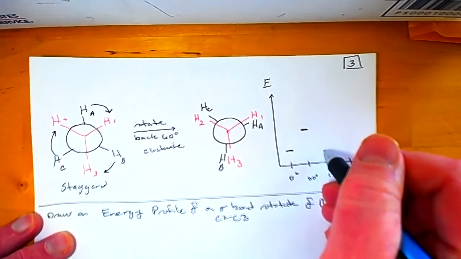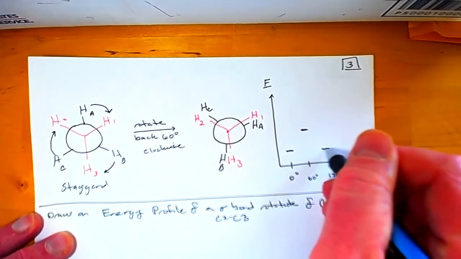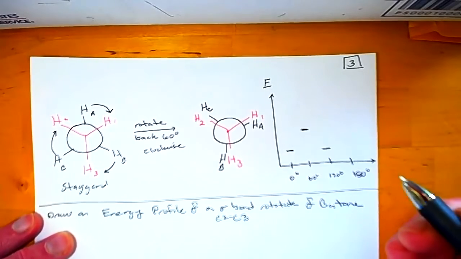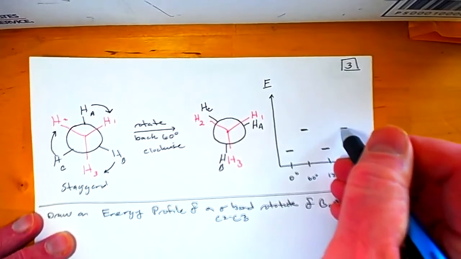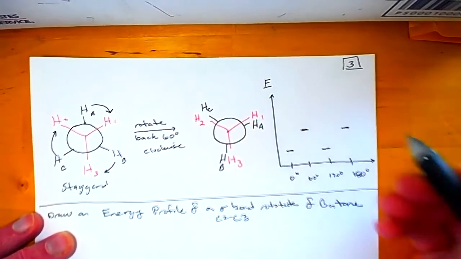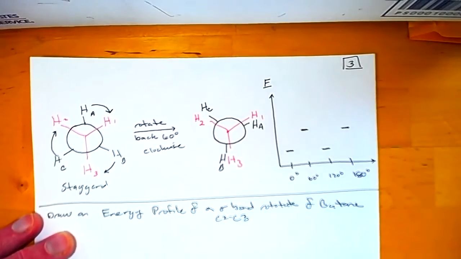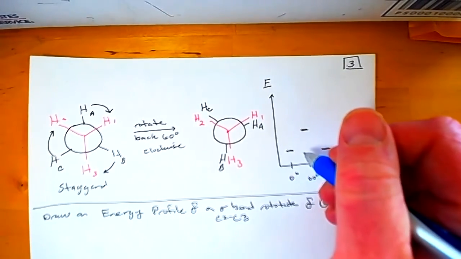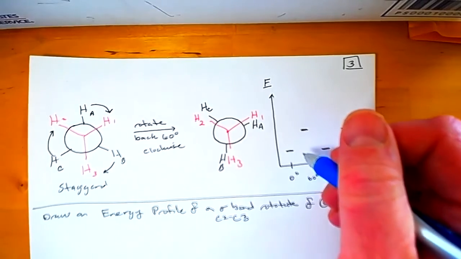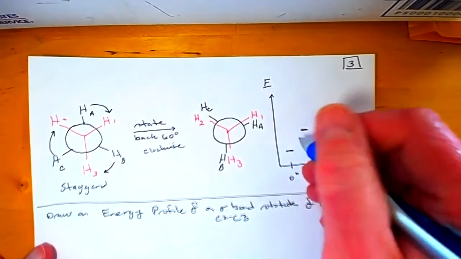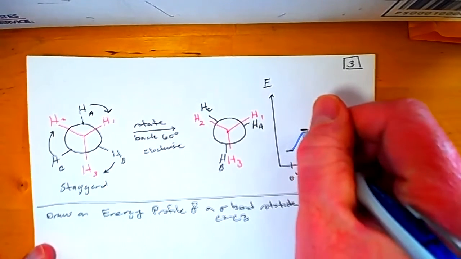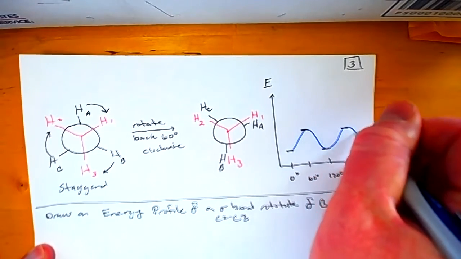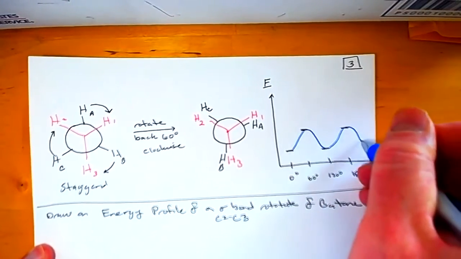Then you're going to continue to rotate, and they're going to go back to being in a staggered conformation, and then if you continue to rotate, it'll go back into an eclipsed conformation. Okay, and so if you were to graph out this particular diagram, you're seeing the energy go up, and then come back down, and then go back up, and then come back down.